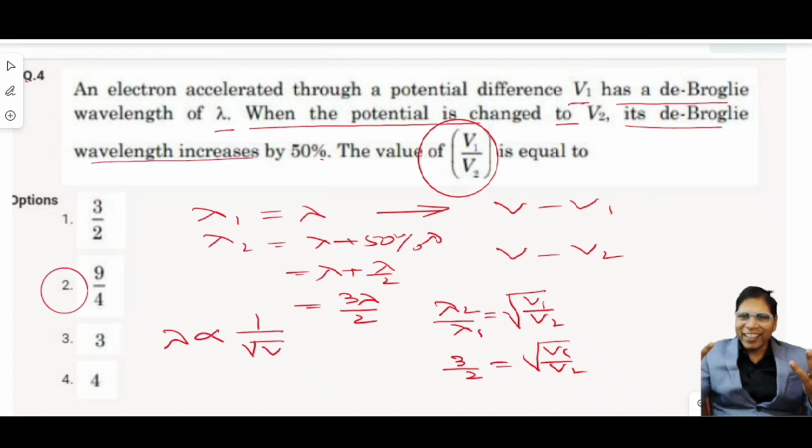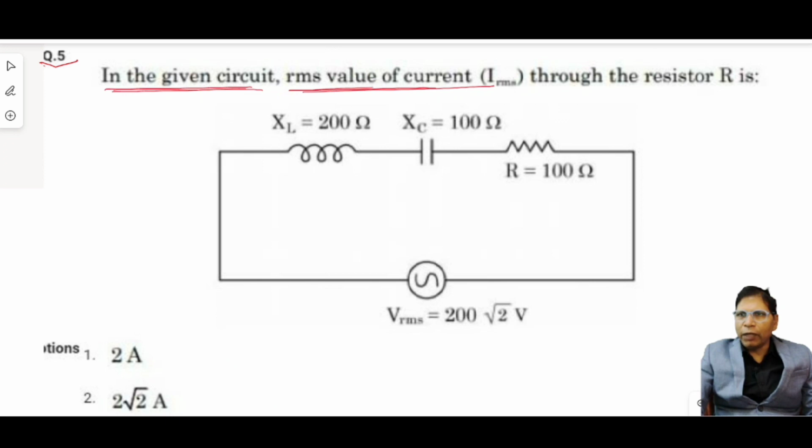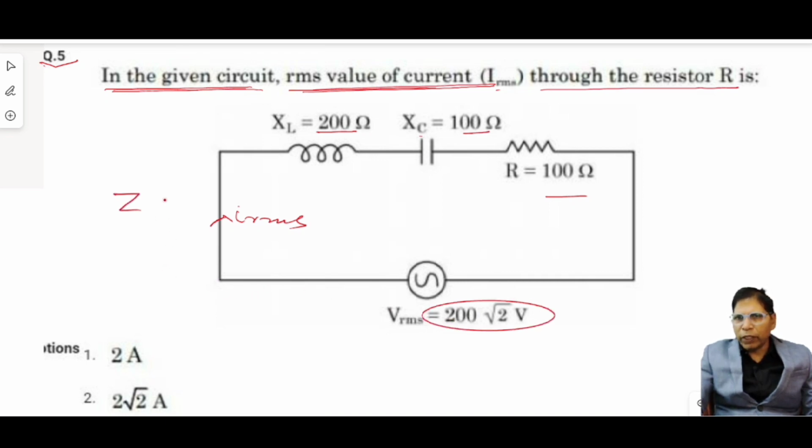Okay. Next. In the given circuit, the RMS value of current IRMS through the resistor R is... We have to calculate the current IRMS. Now look at this. Here XL equals 200, XC equals 100, R equals 100, and VRMS is equal to 100 by root 2. Now we have to calculate the impedance Z. Z equals root under R square plus XL minus XC whole square.